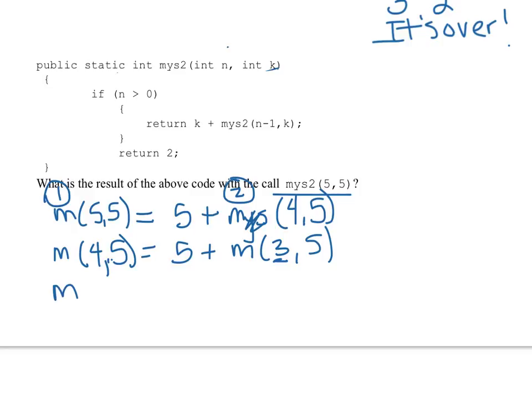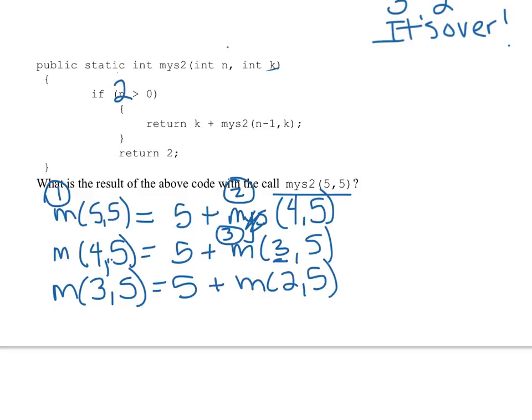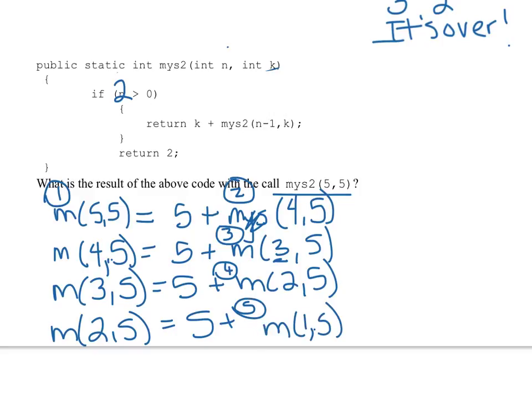So this is my third call. I have to figure out what that is before I can continue. So it's 5 plus mystery of 2, 5. So now this is a 2. It's still greater than 0, so this is still going to continue. That was my fourth call. Now I have to figure out what that is. So this just keeps continuing, and you figure out the fifth call is 1, 5. And we have to figure out what that is. It's 5 plus 0, 5.